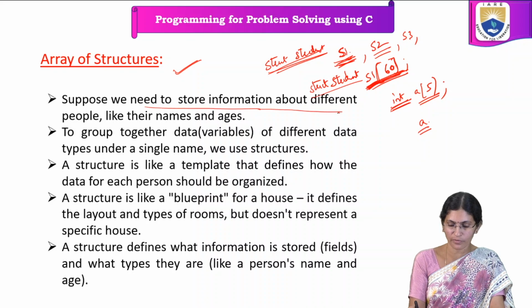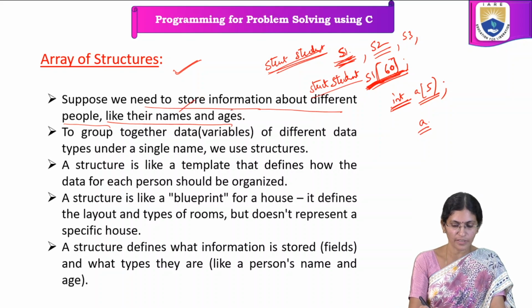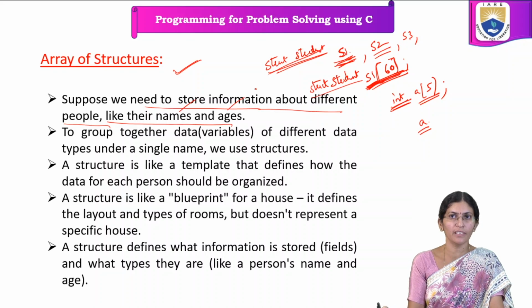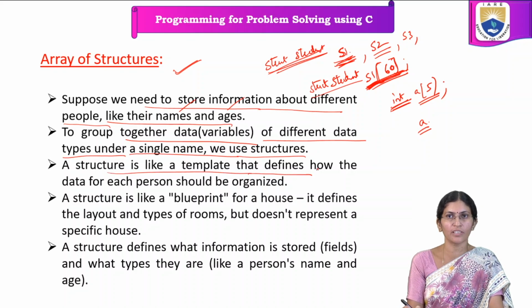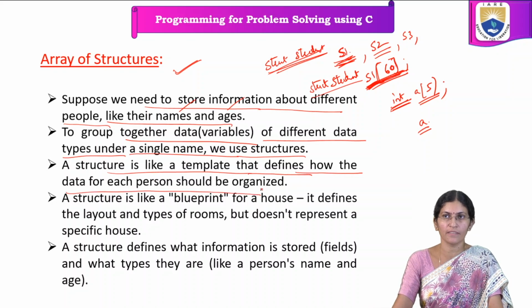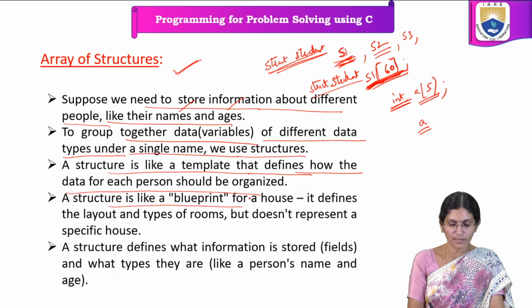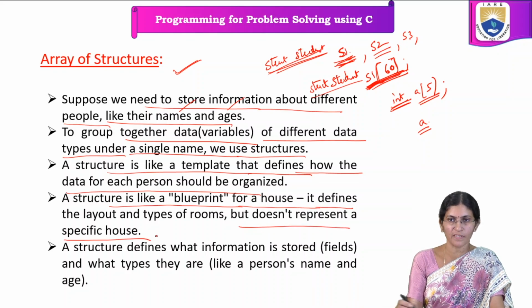Suppose we need to store information about different people, related information like their name and corresponding age. To group together data of different types under a single name, we know that we can use structures. A structure definition is like a template which defines how data for each person should be organized. It is like a blueprint for a house. It defines the layout and types of rooms, but doesn't represent a specific house.